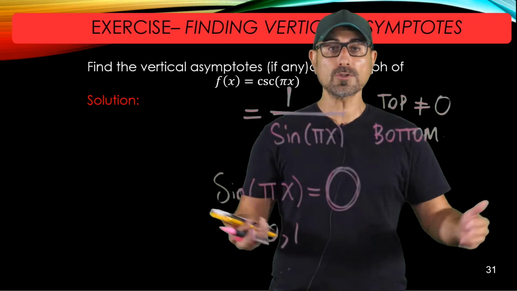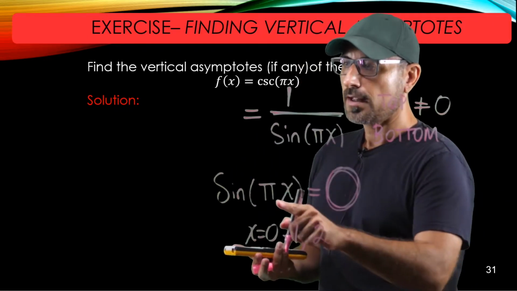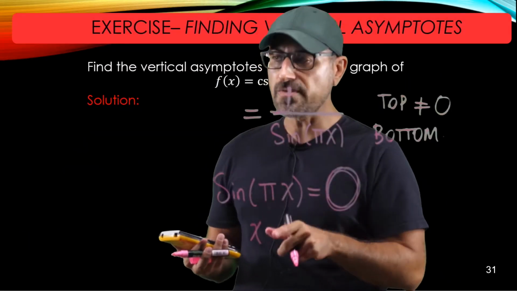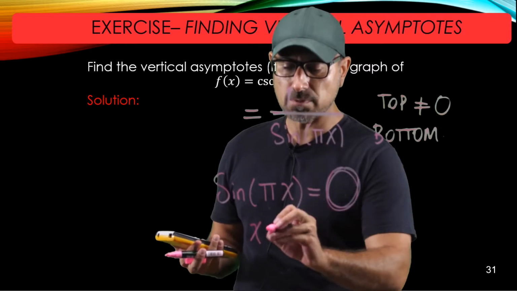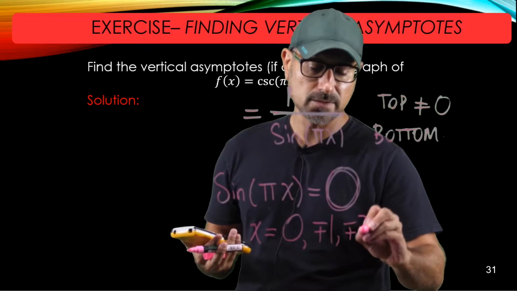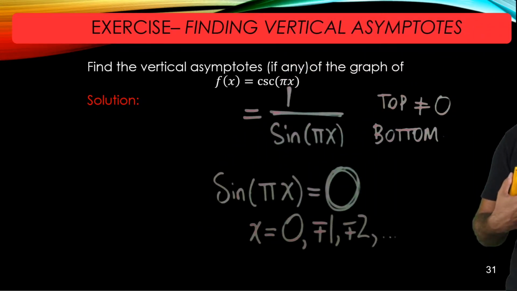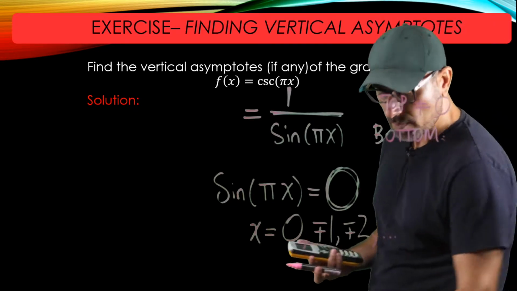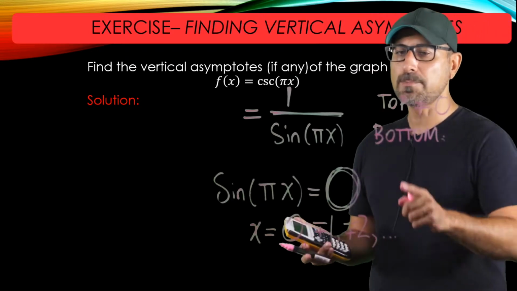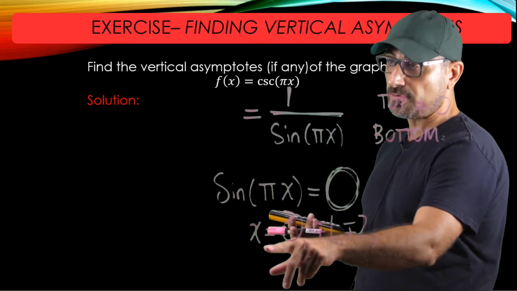But there are more solutions, because if you choose x to be 2, you get sine 2 pi, which is still 0. So any integer value for x is going to solve this problem. In other words, it's 0, plus or minus 1, plus or minus 2, and on and on. So for this rational function, there are multiple x values that will make the bottom of the function 0, but not the top.